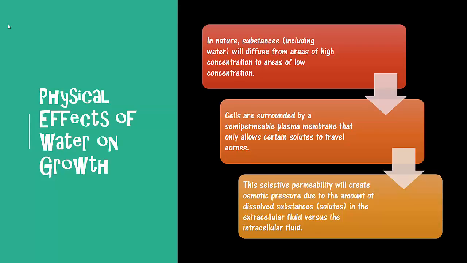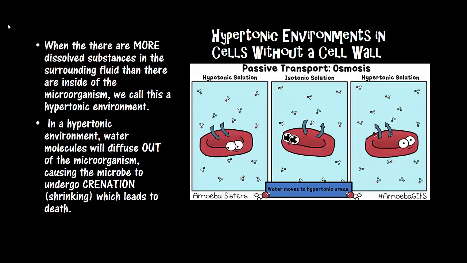In nature, substances, including water, diffuse from areas of high concentration to low concentration. Cells are surrounded by a semi-permeable plasma membrane that allows only certain solutes to travel across. This selective permeability will create osmotic pressure due to the amount of dissolved substances or solutes in the extracellular fluid versus the intracellular fluid.